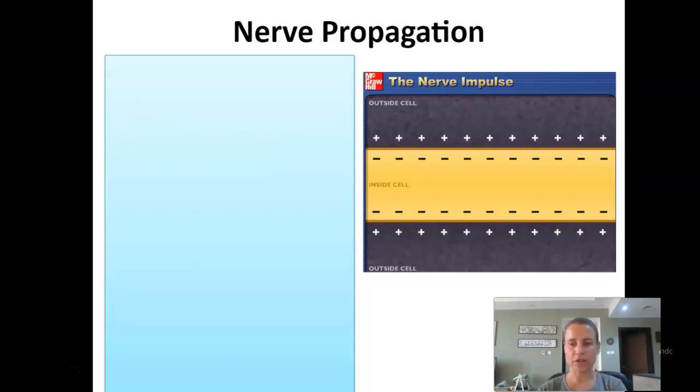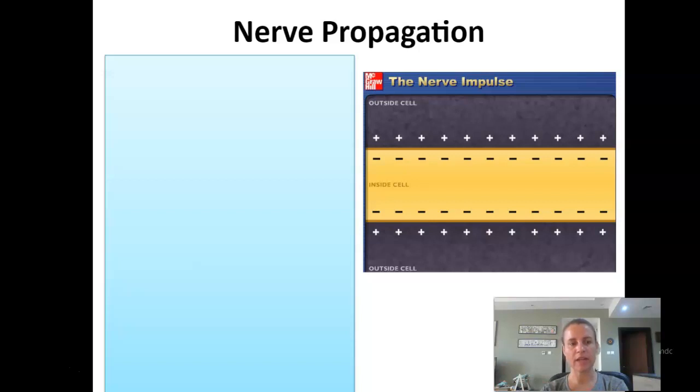Yesterday we talked about the structure of a nerve, a motor neuron and a reflex arc. Today we're going to go into a little bit of detail about how a nerve impulse is propagated, or how it travels along a neuron. If you do a bit of research about this, you will find a lot more detail.